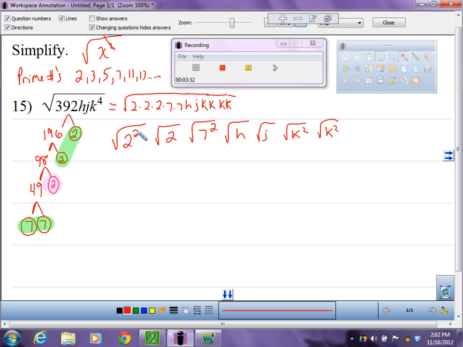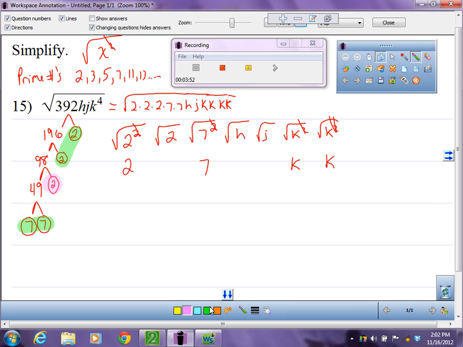The reason for that is that you can remove the square with the square root. So the only thing left over here is that 2, that 7, that K, and that other K. So we got rid of that square and the square root. We got rid of this square and the square root. We got rid of this square and the square root. And this one here.